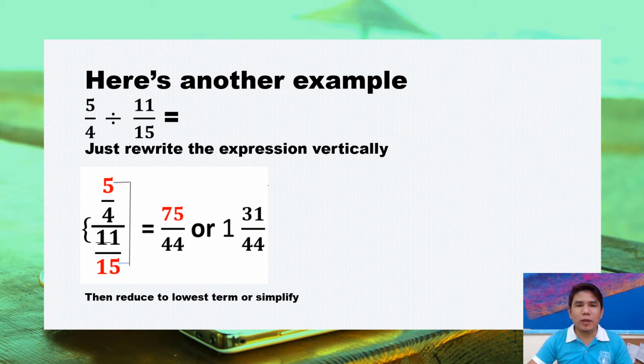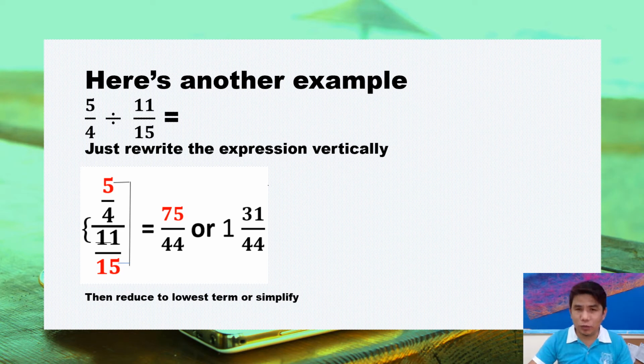We will multiply our outers, whose product is the numerator of our answer. So 5 times 15 is 75, and then the inners, 4 times 11 is 44. So that's 75 over 44. It's an improper fraction. If you are told to simplify, then you write it in mixed number. If you're not told to simplify, then that can be an acceptable answer.